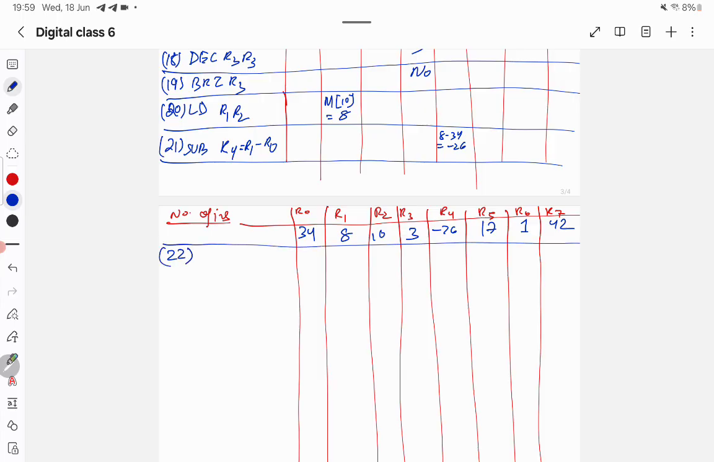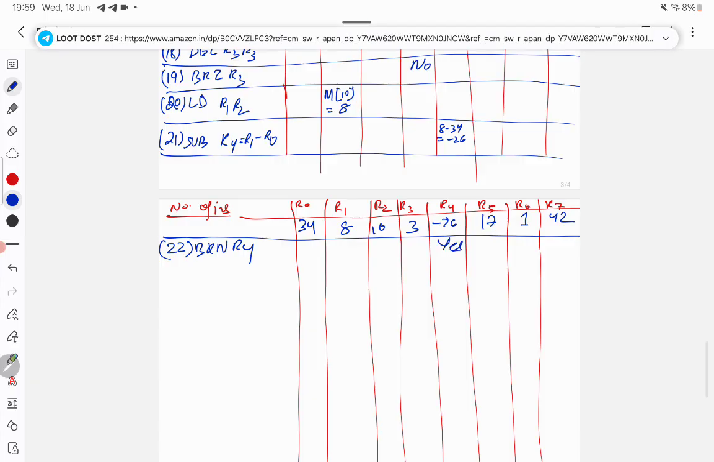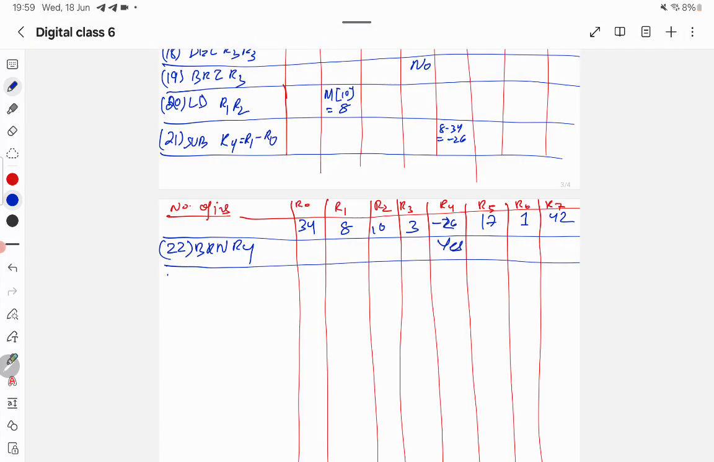Next instruction, 22. After sub, we were at BRN R4. Is it negative? Yes, negative, because it is minus 26. Then 23. Since it is negative, we will jump. We will not do this instruction, we will jump here. So JMP R6. This is 1, so we will go to instruction number 1. What is the value of R6 here? 1. So you will go to 1. Start again from 1.